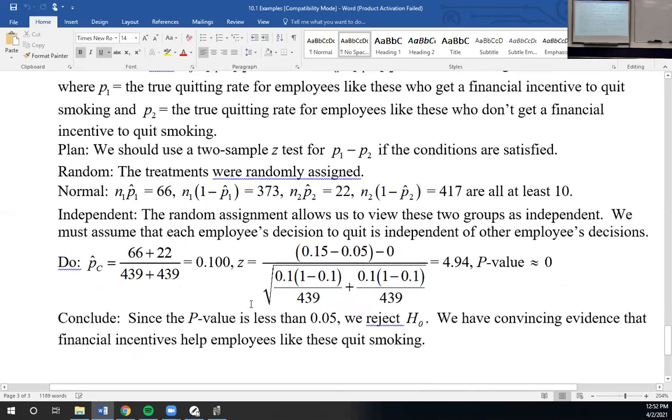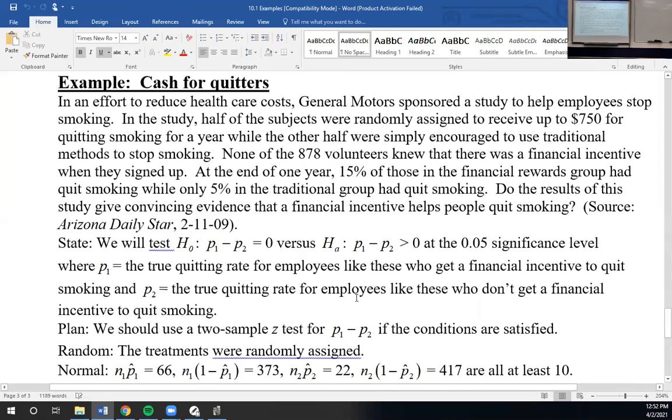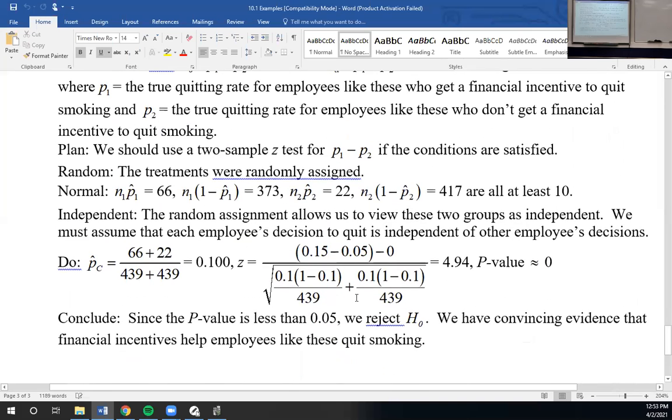All right. And then our z-score is even bigger this time, so our p-value is even smaller. It should have been like a times 10 to the -5 or times 10 to the -6 again. So that was less than our alpha level, rejecting the null hypothesis, convincing evidence that the incentives help those employees at the place quit smoking.